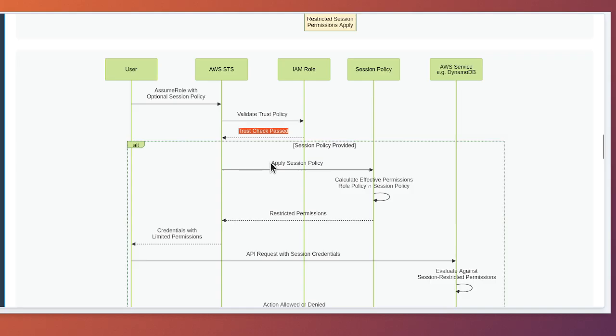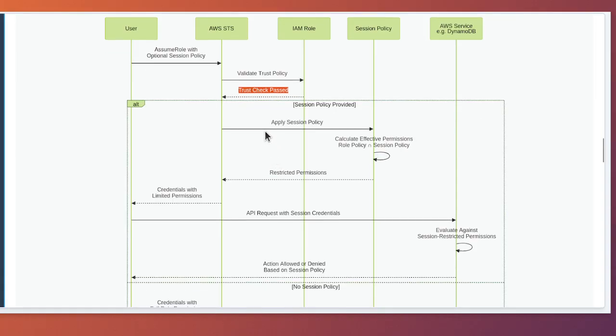The diagram then shows an alt box with 2 paths based on whether a session policy was provided. In the session policy provided path, STS sends a message to session policy labeled apply session policy. Session policy performs the intersection calculation shown by the self-referencing arrow labeled calculate effective permissions role policy intersection session policy. Session policy responds to STS with restricted permissions. STS then returns credentials to user labeled credentials with limited permissions.